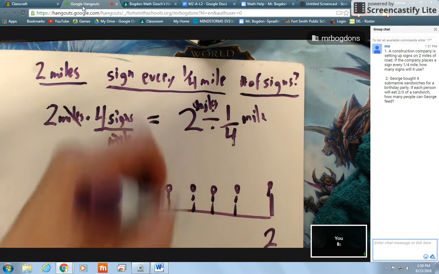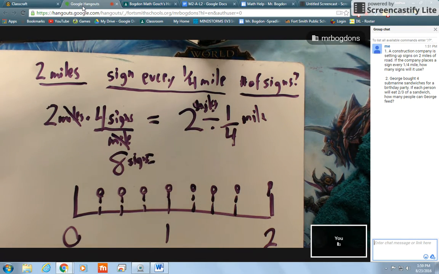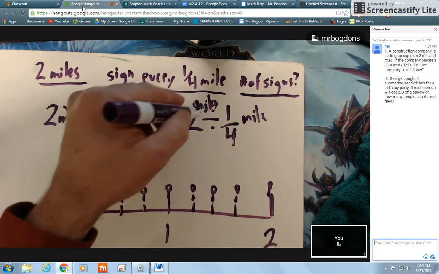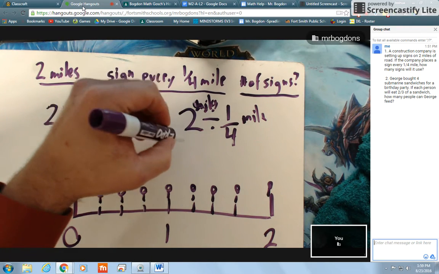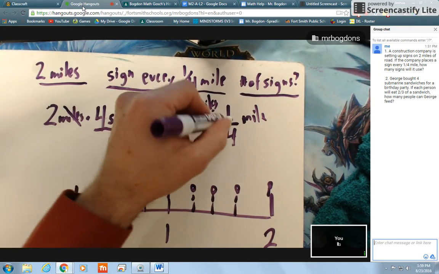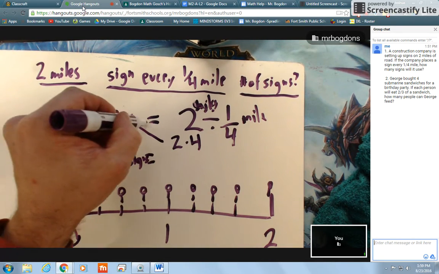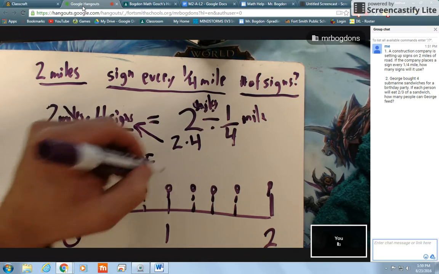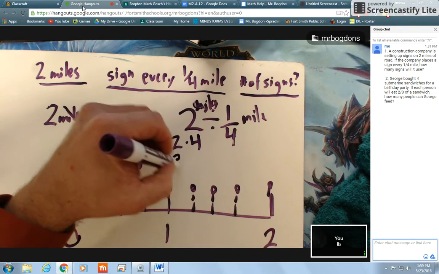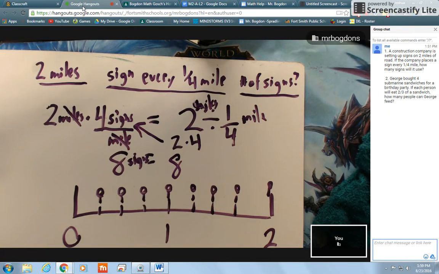Now let's look at our division. We know that we need to keep, change, flip, right? If I keep, change, flip, then I keep the 2. I flip the 1/4, that becomes 4. Doesn't that look familiar? Didn't we already see that? And the product of 2 times 4 is 8. So either way I go, I'm still left with an answer of 8 signs.